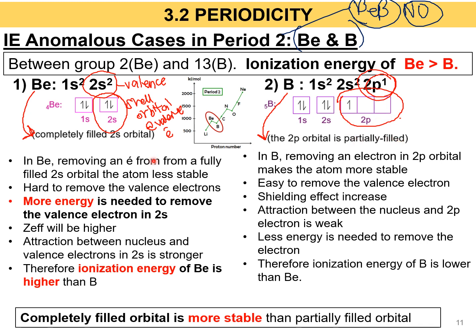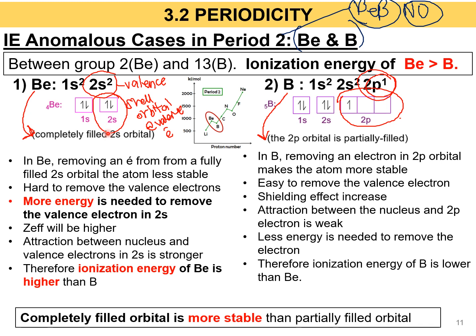And if you look at statement di bawah ni, a completely filled orbital is more stable than partially filled orbital. Okay, so let's go through dekat dia punya penerangan. Okay, in beryllium, bila kamu nak remove electron from a fully filled 2s orbital, dia akan membuatkan atom tu less stable.